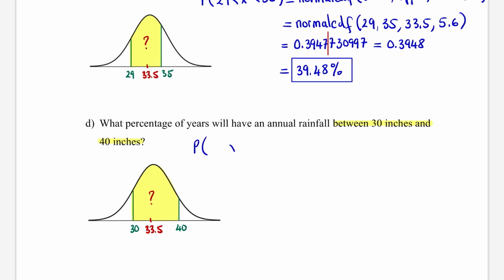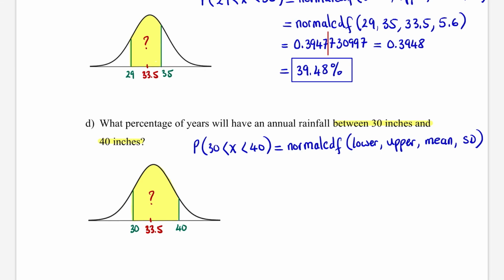Probability of X is between 30 and 40 inches. I'll still use the normal CDF: the lower bound, upper bound, mean, and standard deviation. In this region, my lower bound is 30 and my upper bound is 40. Mean is 33.5 and standard deviation is 5.6. And I put this in a calculator to get the answer.